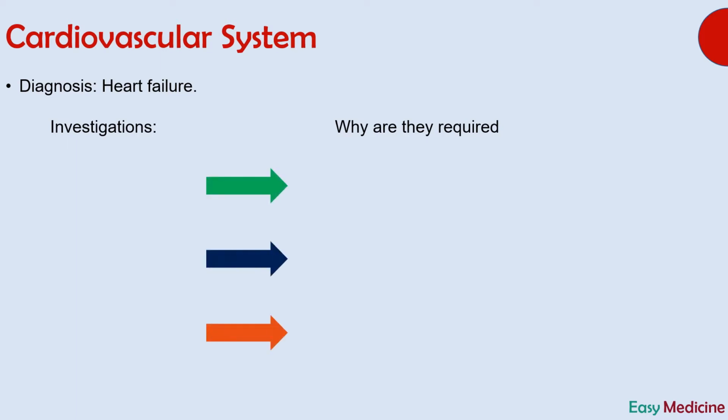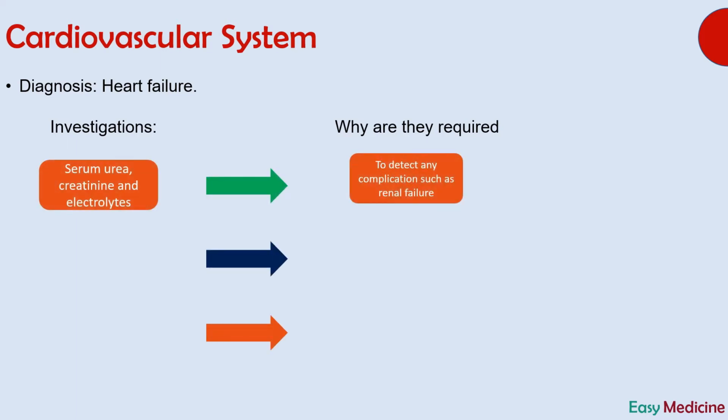All previous 3 questions asked about investigations for this condition. One of the questions also asked to justify these investigations. So here are the investigations and their justification. First investigation is checking serum urea, creatinine and electrolytes, and this is done to detect any complication of heart failure such as renal failure, which can occur in long-standing heart failure.